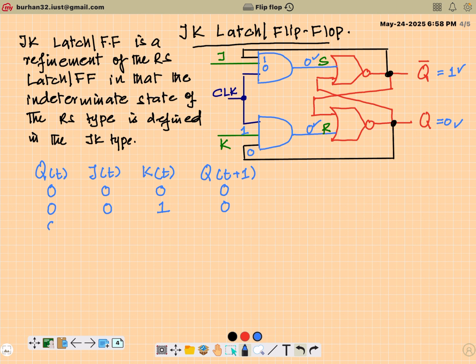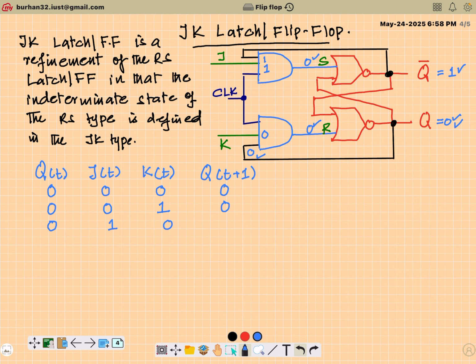Then again, if my current state is 0, J is 1, K is 0. Now let's see what happens here. Current state is 0, which means Q is 0. It will be fed back here, so this will be 0. Now K is equal to 0, so I will change this to 0. And for the upper gate, J is now equivalent to 1. So this is a new thing here, 1.